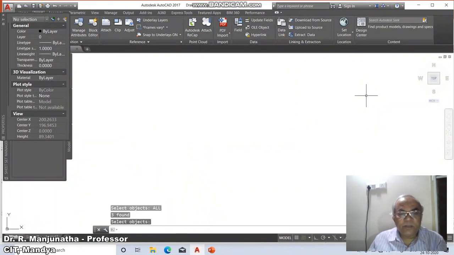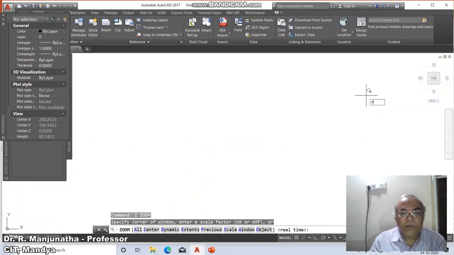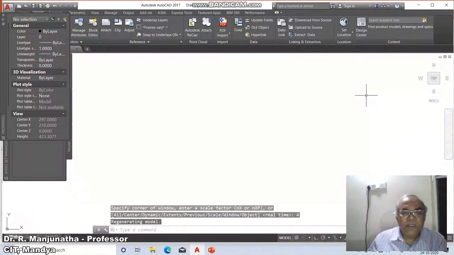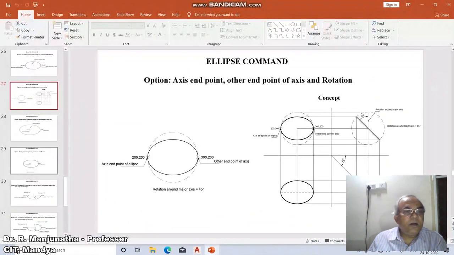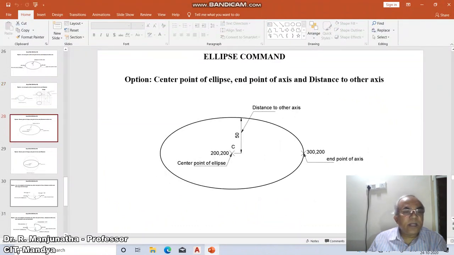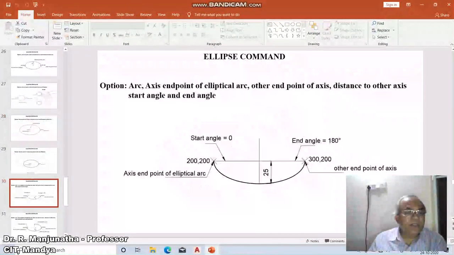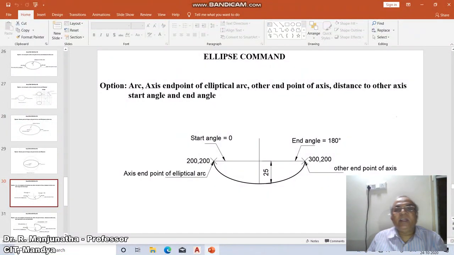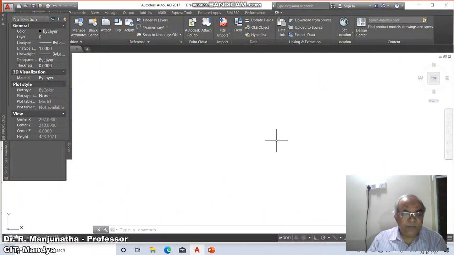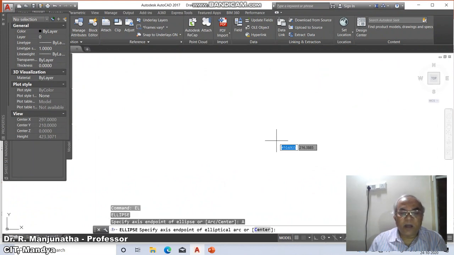So the next part is the other axis distance. Now we are going to consider how to draw a portion of the ellipse. For example, we have the arc option. In this arc option, we can draw the ellipse by considering the half of it, like the ellipse is made out of segmental arcs. So we are going to consider that. To do that, the command is ellipse. Now we are going to invoke the option arc.